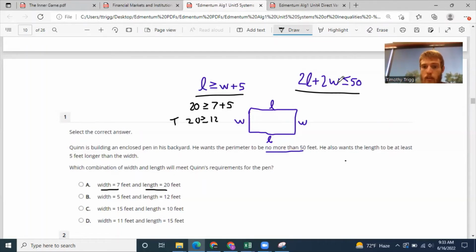Does it work for this second inequality? Well, let's check. 2 times the length, so 2 times, we're saying the length is 20, plus 2 times the width, we're saying the width is 7 in this for part A.